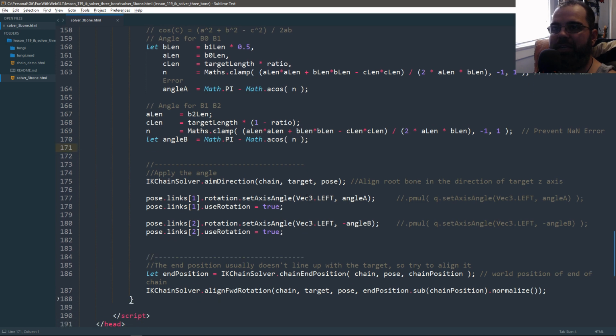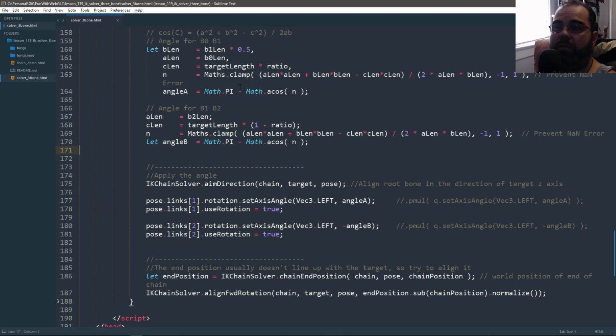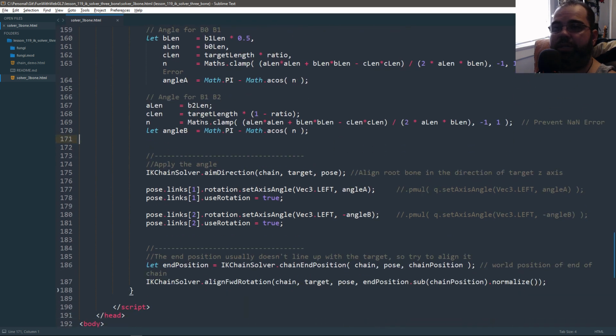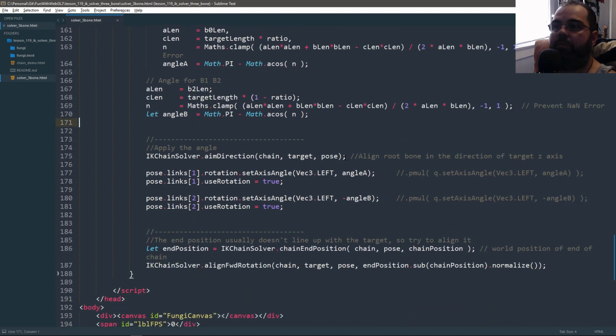So you guys understand. Now that I have the 2 angles, by using the law of cosines, I aim the first bone. The top bone, bone 1, will be at that angle, and bone 2 will have that angle but negative. We just go the opposite. Works out.